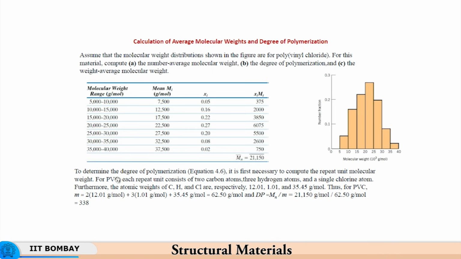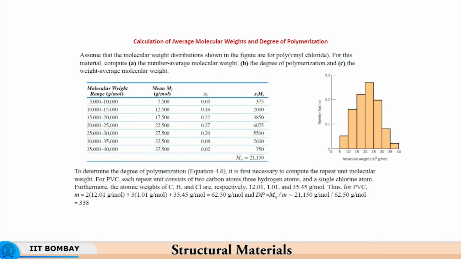So, to determine the degree of polymerization, we first need to compute the repeat unit molecular weight. For PVC, it consists of 2 carbon atoms, 3 hydrogen atoms, and a single chlorine atom, because we have seen that in polyvinyl chloride a monomer, you have C2H4. So, you have C and C, with each carbon atom having 2 hydrogen atoms, and then the remaining 2 bonds being reserved for polymerization. One of the hydrogen atoms is substituted by a chlorine atom, and that is what we call polyvinyl chloride.